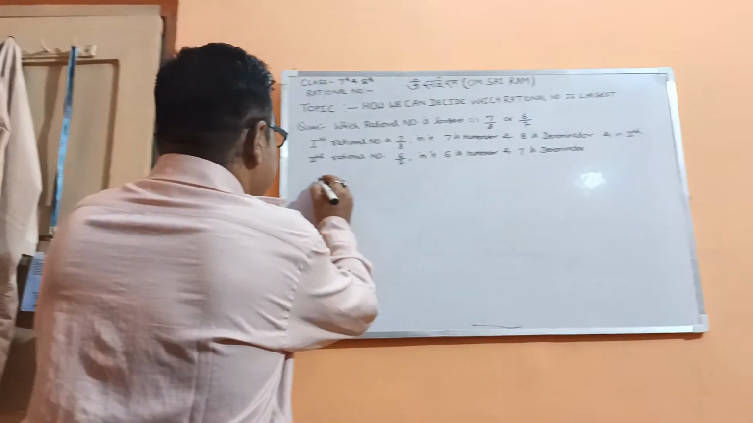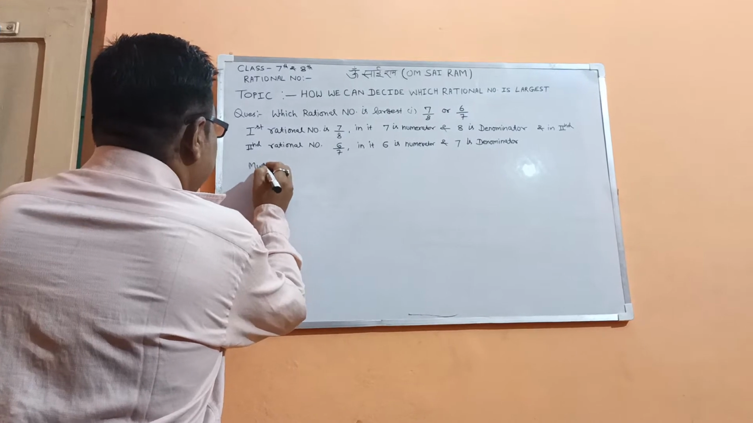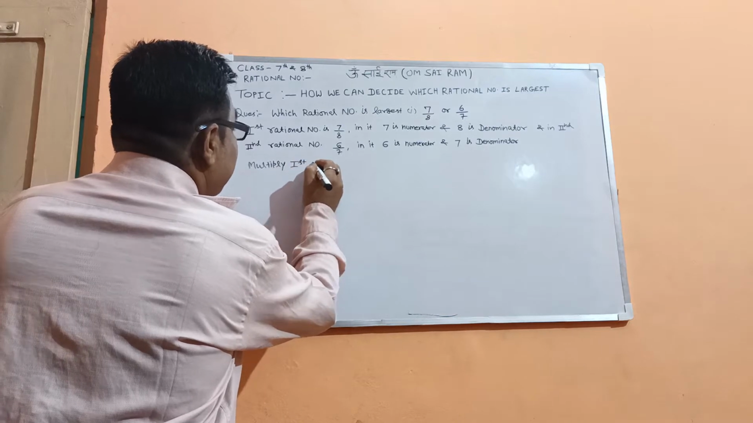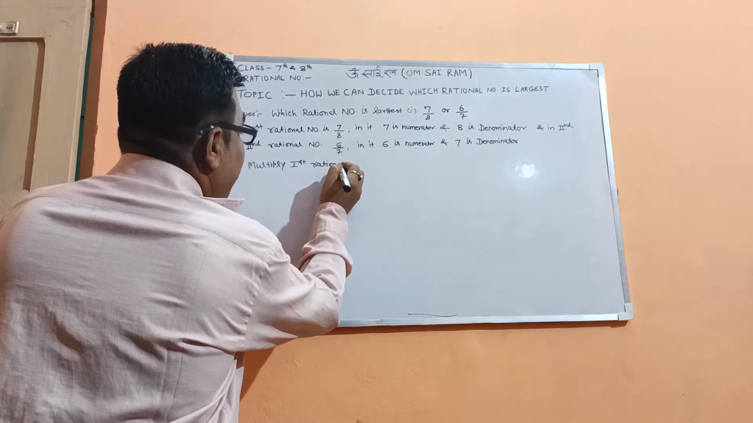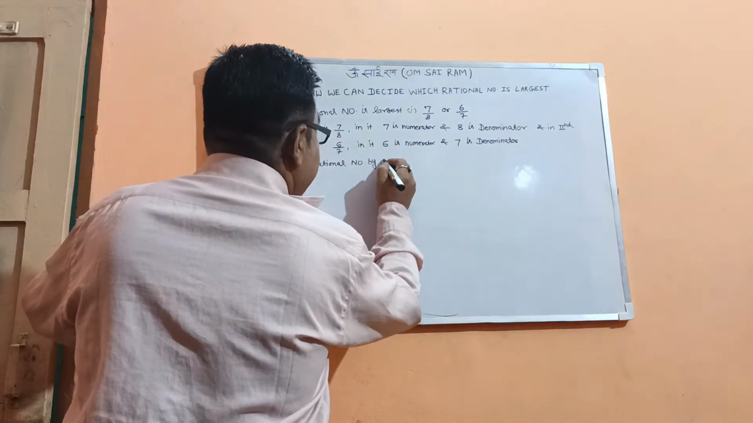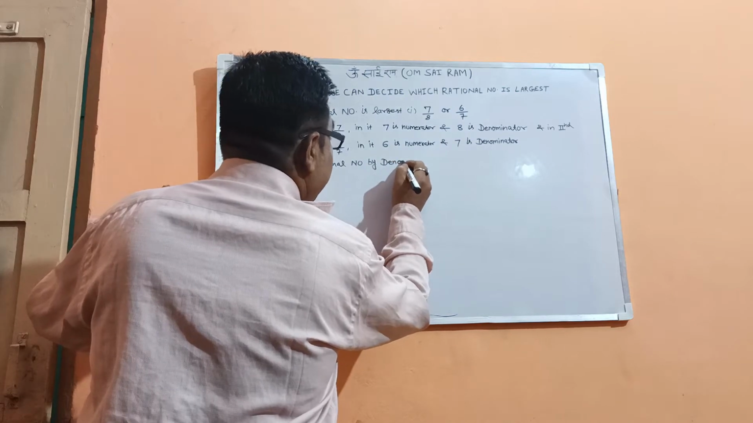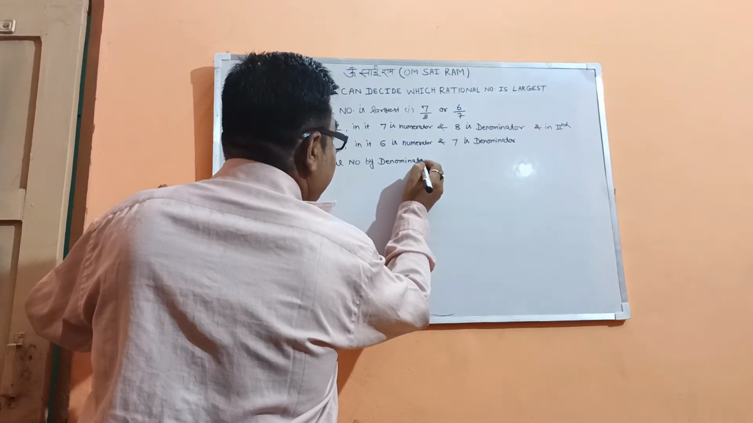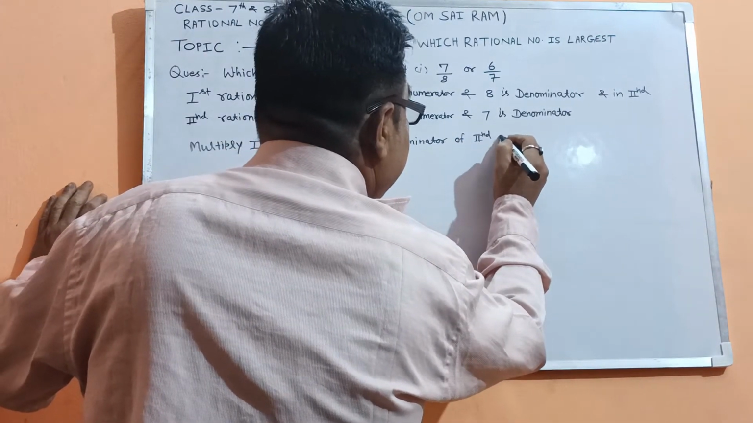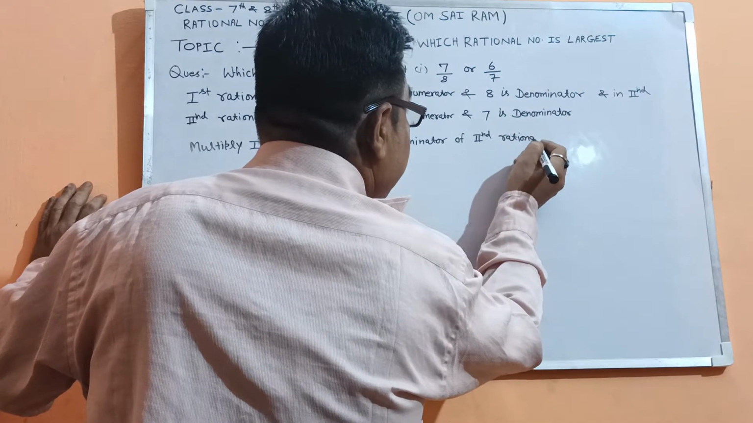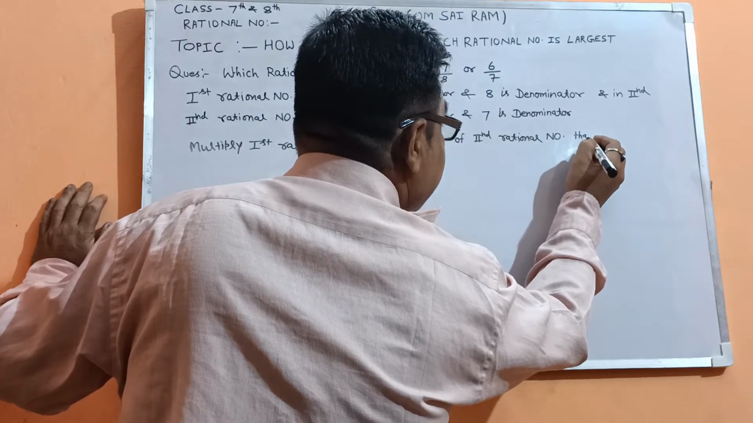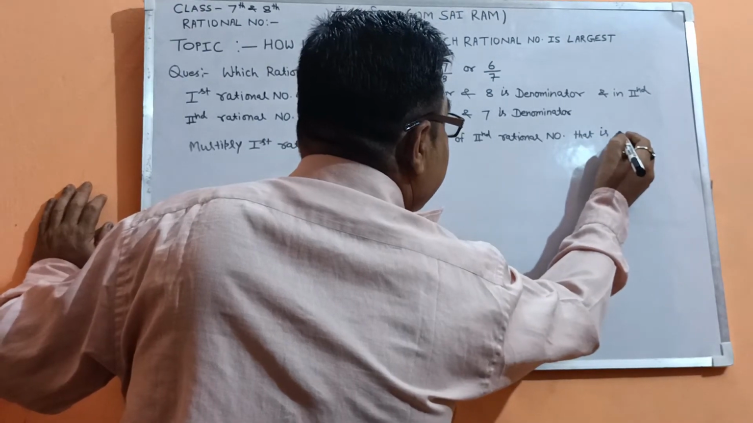So multiply the first rational number by the denominator of the second rational number, that is 7.